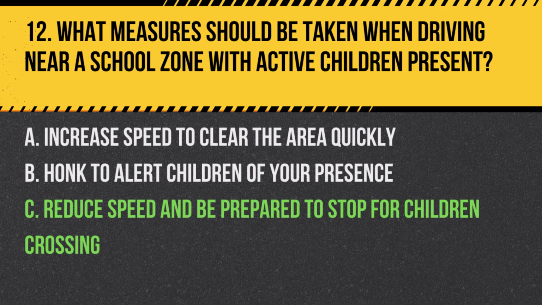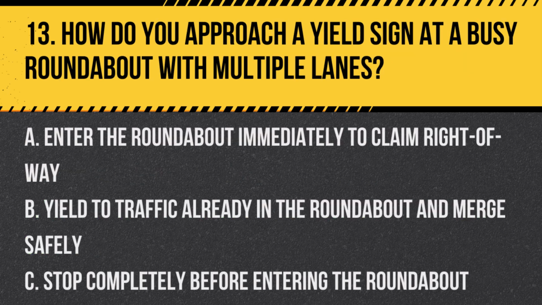Answer. C. Reduce speed and be prepared to stop for children crossing. In school zones, drivers must be extra cautious, reduce speed, and be ready to stop for children, ensuring their safety. Question 13. How do you approach a yield sign at a busy roundabout with multiple lanes?